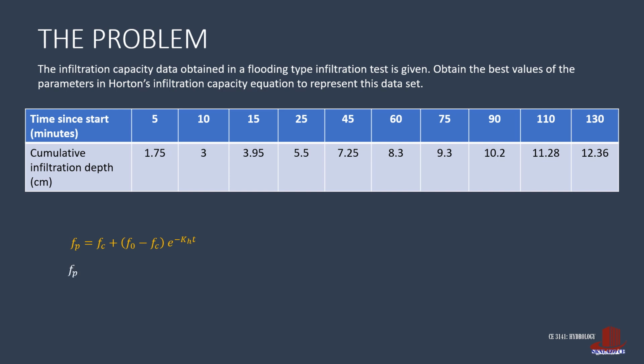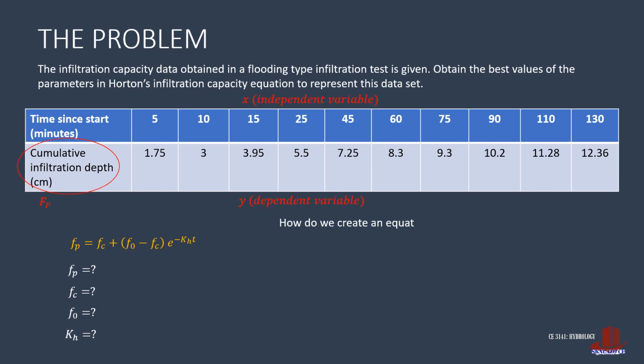From this equation, we have four parameters to look for. We need Fp, Fc, F0, and Horton's hydraulic conductivity Kh. Fp and t are the variables of the equation. Now let's look at the available data we have. There is a record of time and cumulative infiltration depth. This being cumulative is capital Fp.